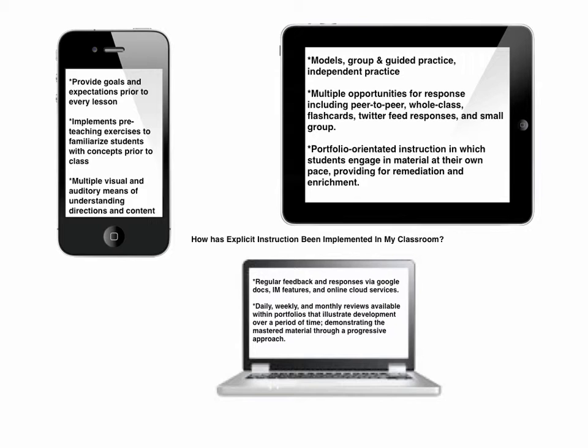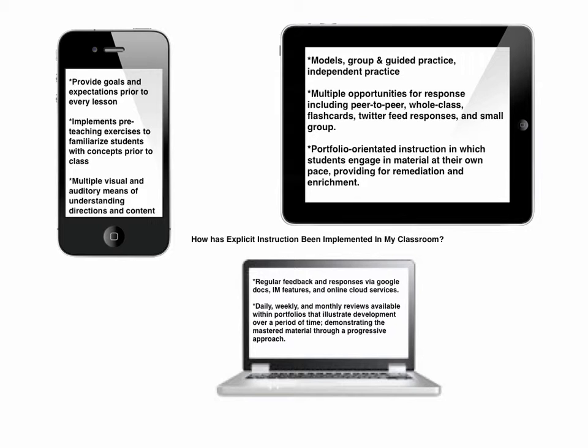I provided goals and expectations prior to every lesson. With every lesson plan that I wrote, I provided my students with the actual goals that I wrote down. I want them to know exactly what I'm hoping for them to accomplish and what I'm hoping for them to learn. And most importantly, the context: why are they learning it?